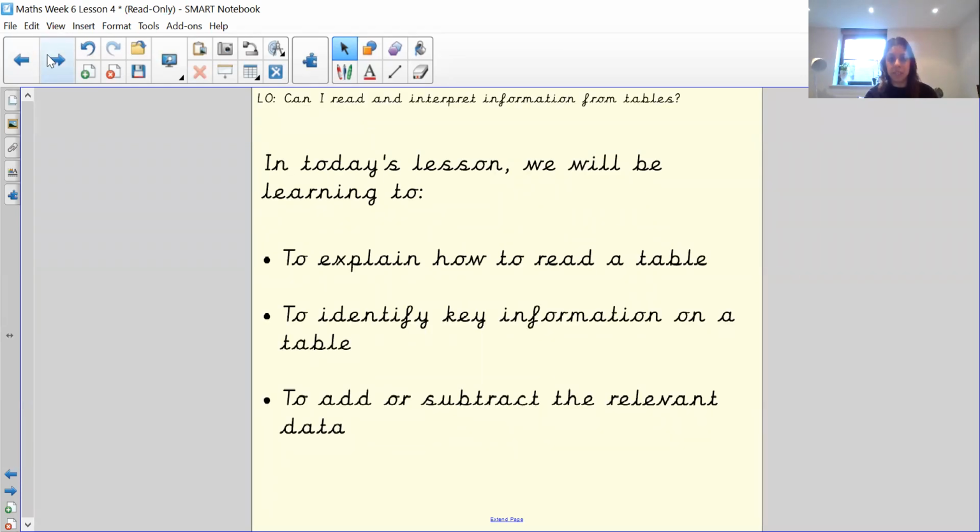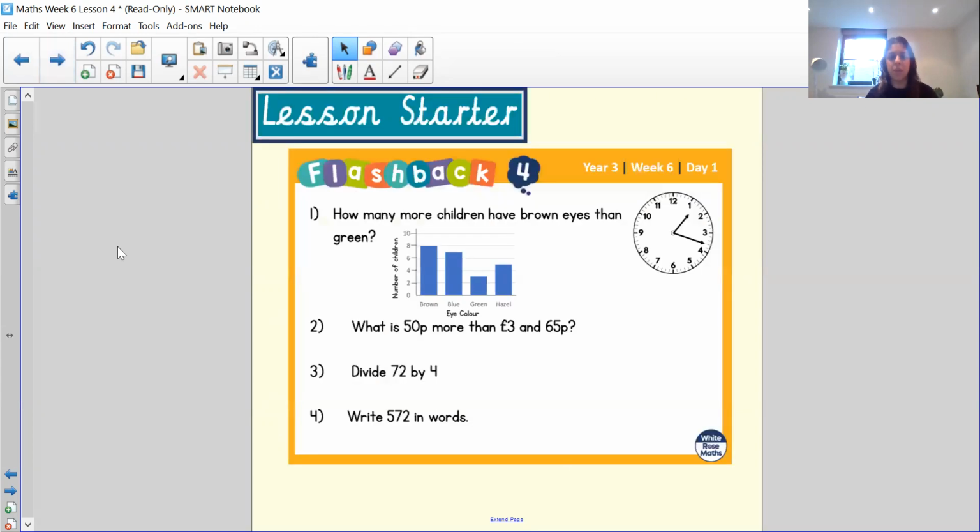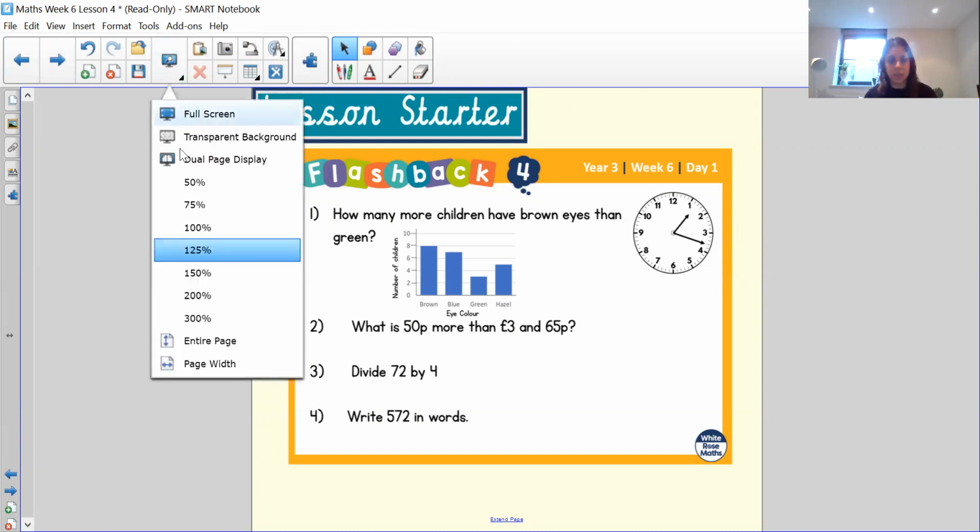So we're going to be reading a table, and I'm going to explain to you how you can read the information from the table. We're going to be identifying key information on a table, and then we're going to add or subtract the relevant data. So data is another word for information. So let's start with our starter first of all. We've got 4 questions, and I'm going to zoom in for us so we can see it a little bit clearer.